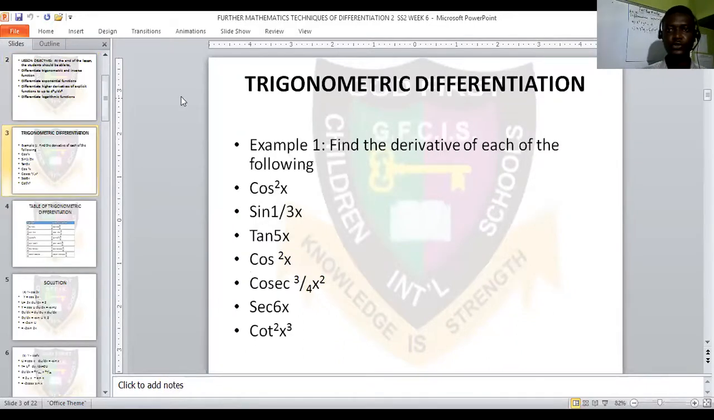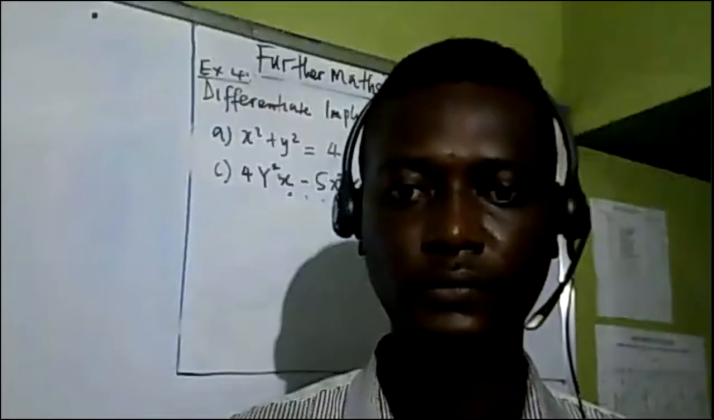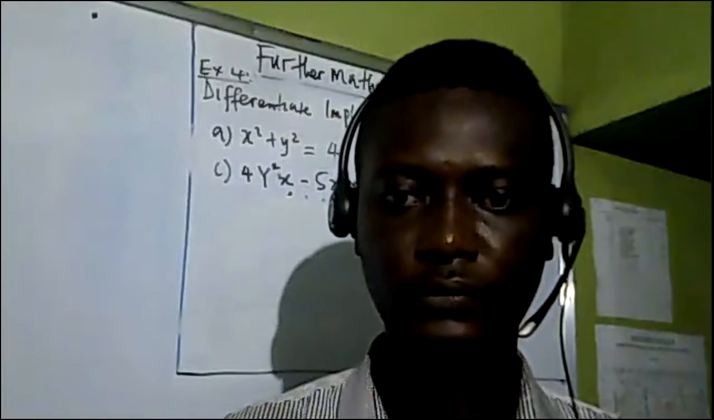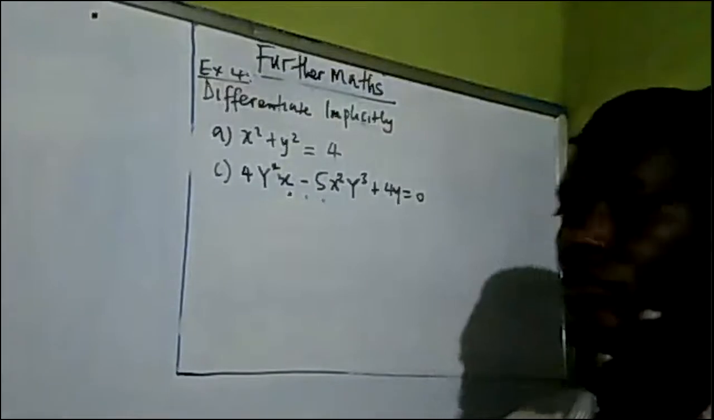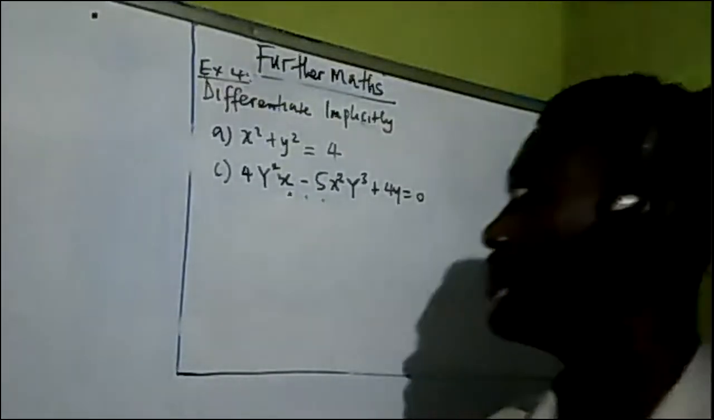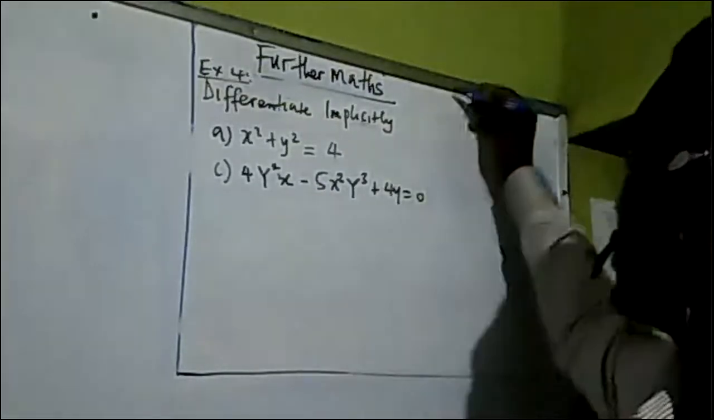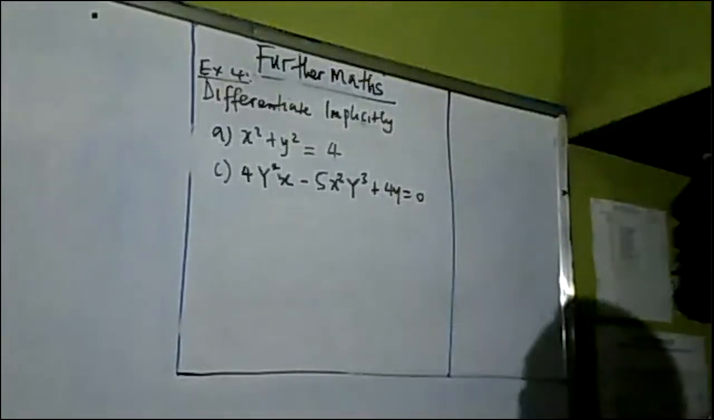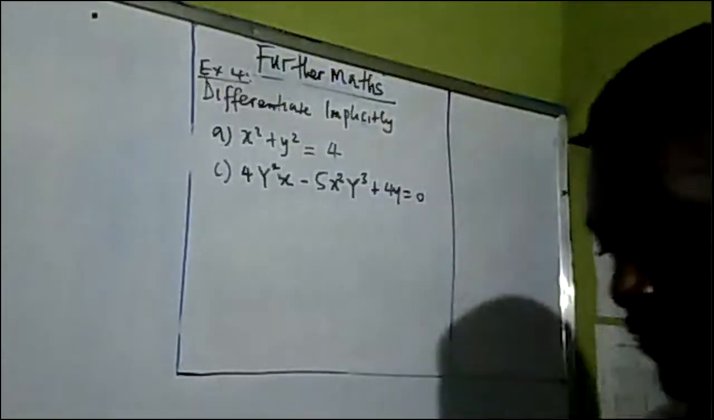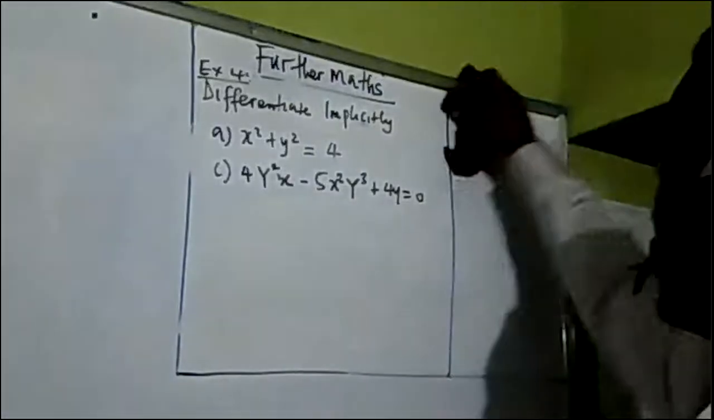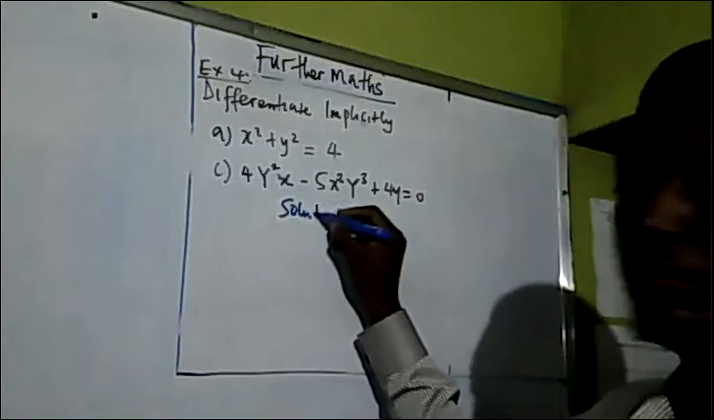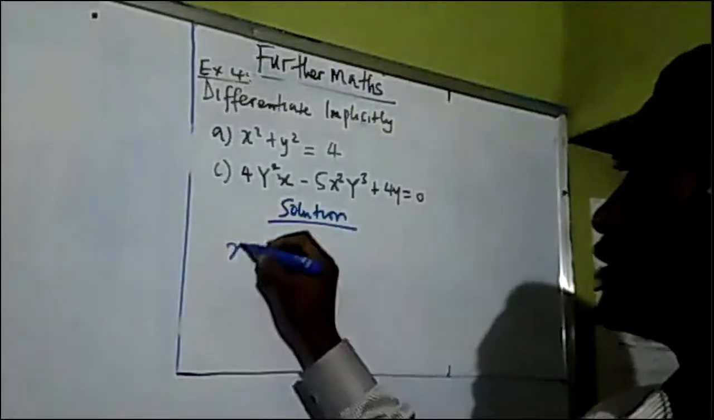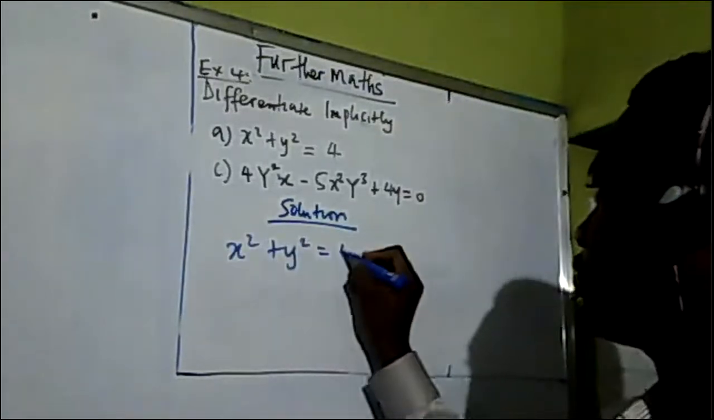So before we go into these trigonometric functions, let's go back to where we stopped in the previous class due to some interruptions. In our previous class, we were talking about implicit differentiation. So let's start all over. Our solution: the first one is x squared plus y squared equals 4.